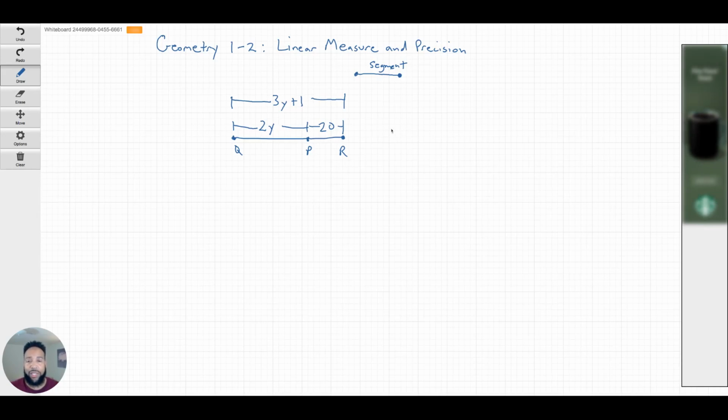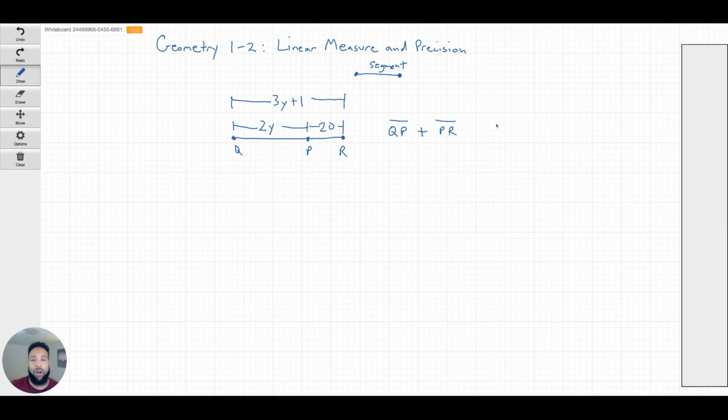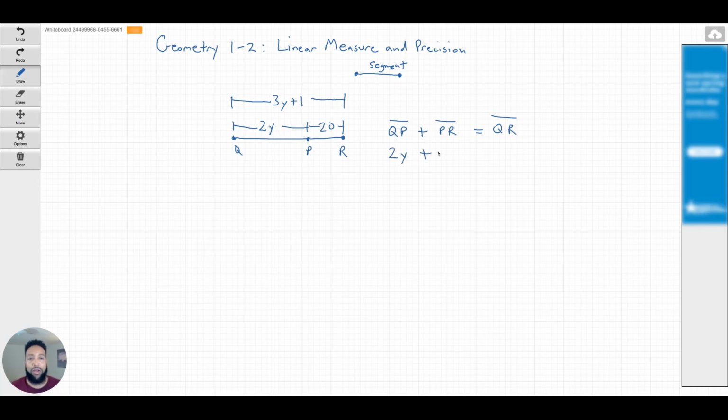So from a visual standpoint, we know that QP segment, remember a segment has two endpoints. So we know that QP plus PR equals QR in this instance. So now let's fill in the blanks. We know QP is 2y. We know that PR is 20. And we know the total QR is 3y plus 1.